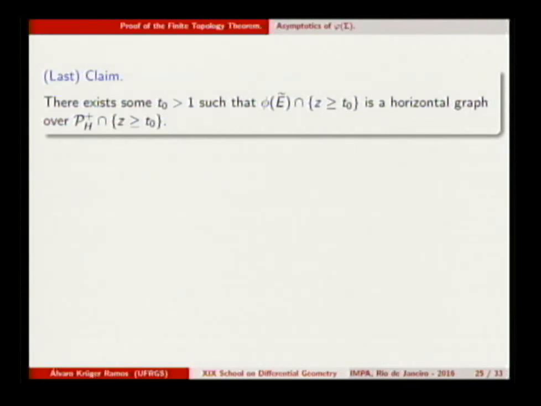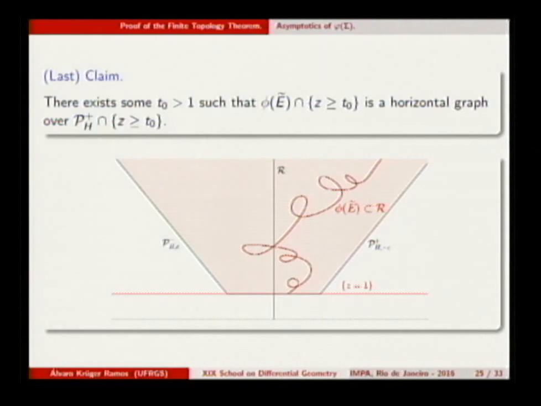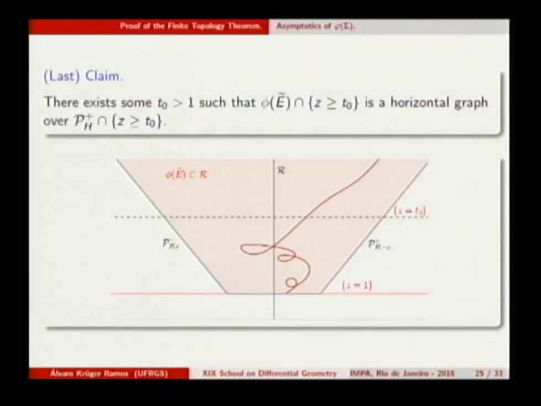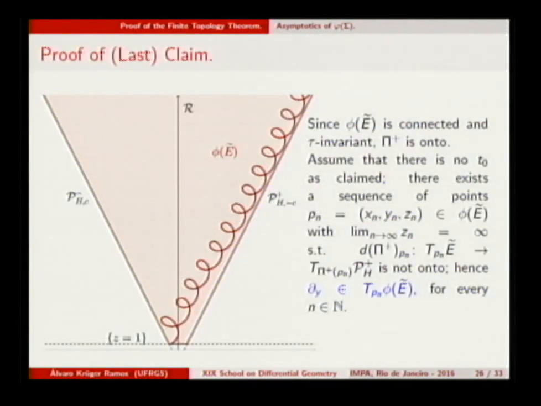The last claim is to find the asymptotic behavior, actually. So the claim is that things are not wild like this at the beginning. They could be not graphical, but eventually after some height, everything that is above this height in this end is graphical. To prove this, assume not. So for every height, things are not graphical. And in particular, you have these tangent vectors dy in a sequence of points with height going up to infinity, where dy is tangent to them.